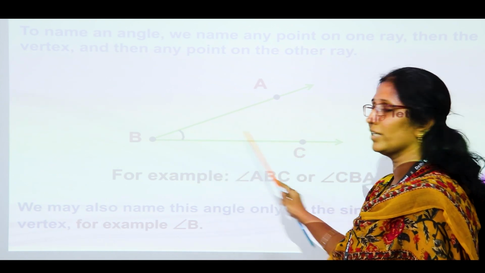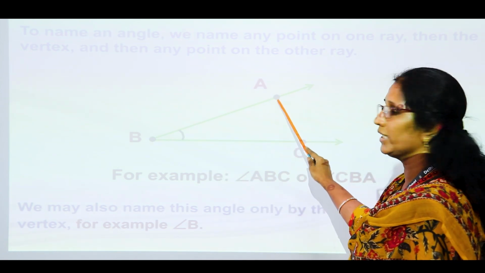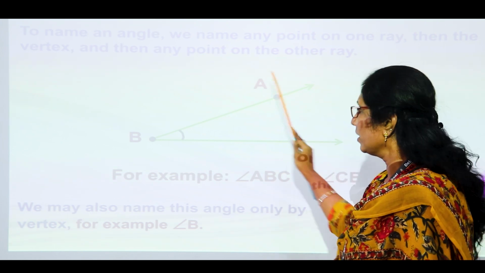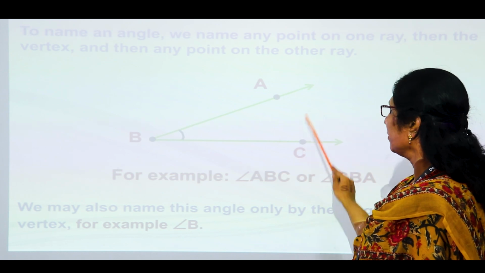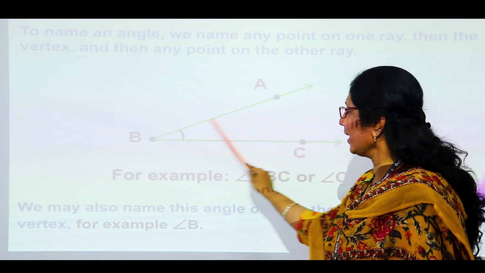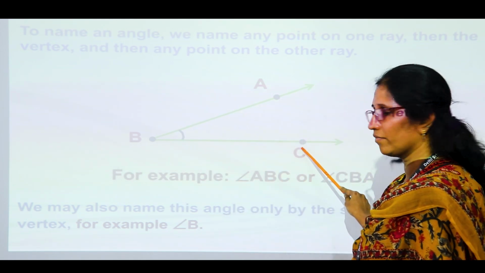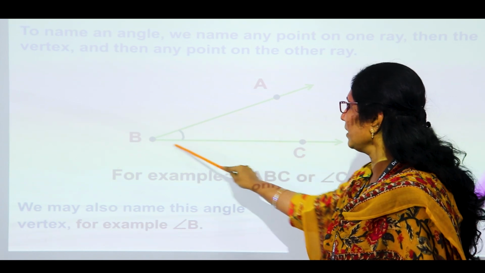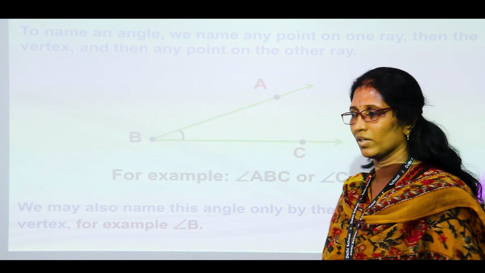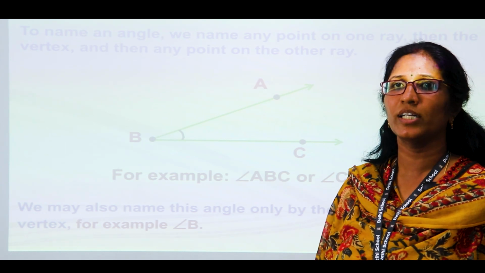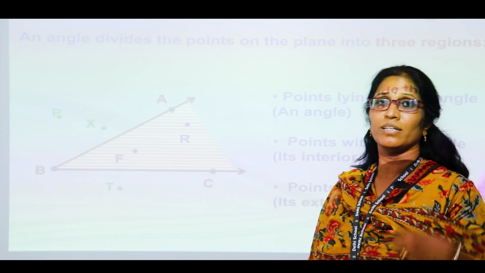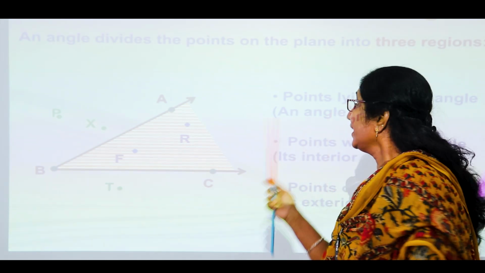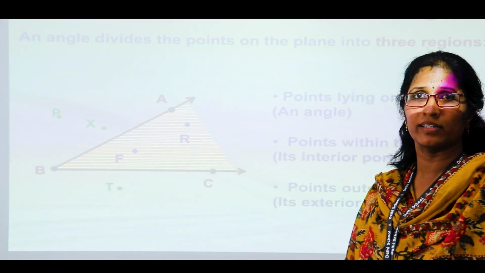And how are we going to name it? First we take a point on one ray, then the vertex, then a point on the other ray. Means we can name it as ABC, or we can also name it as CBA. Now let's learn about the types of angles. Before that, there is one more thing: the interior and exterior of an angle.